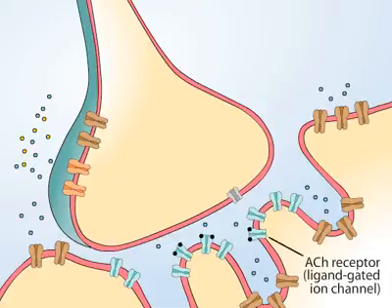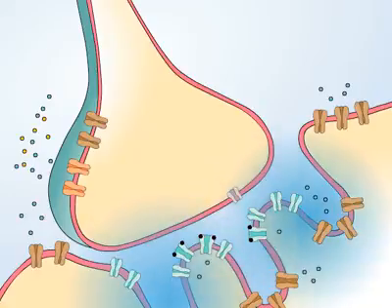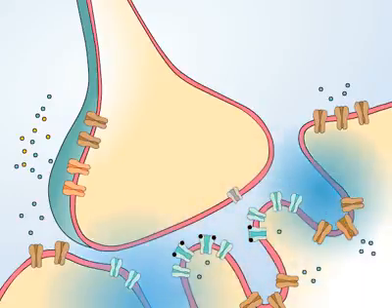The physiological response of the postsynaptic cell depends upon the particular neurotransmitter and receptor combination. In this example, acetylcholine binds to an ion channel, the channel opens, and sodium ions enter the postsynaptic cell. The signal is thus propagated to the postsynaptic cell.